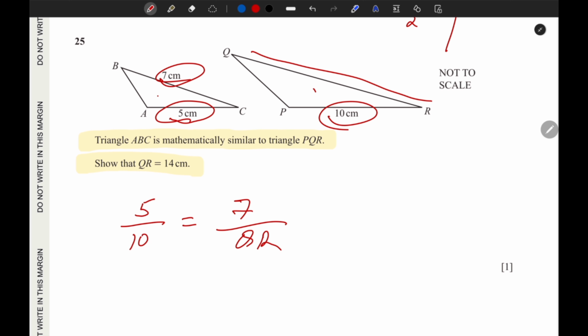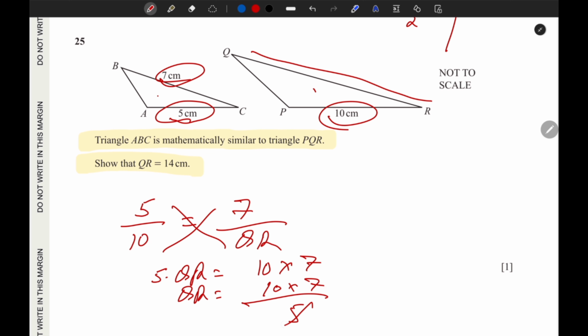Now solve this. Cross multiplying, this will be 5 QR equals 10 times 7. So what is QR? QR is 10 times 7 by 5. So this goes 2 times. 2 times 7 is 14. So QR is 14 centimeters.